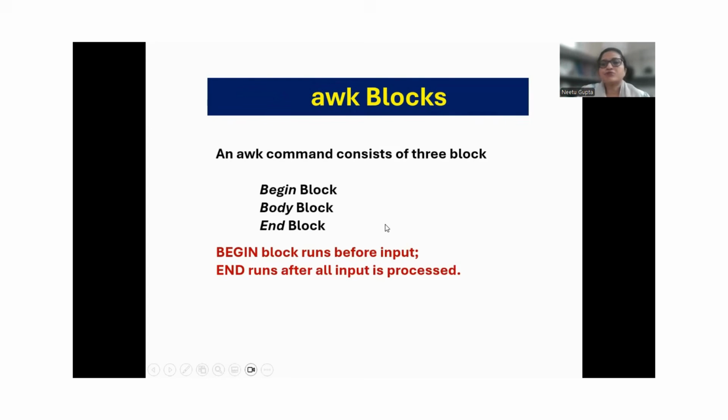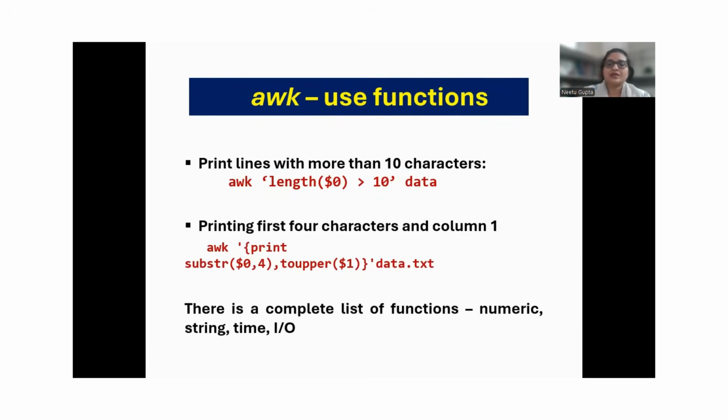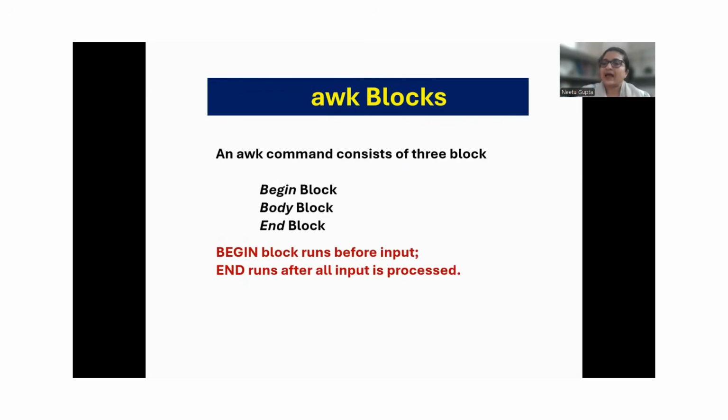Begin block runs before scanning the file, then the main block, the body block, runs on every line, and then the end block. In all the previous examples, I'm just specifying the body block and executing it on every line of the file. But actually awk contains three blocks. Begin is executed once before any input, meaning before reading anything from the file. Then the body block executes, then the end block executes once at the end. Let's see how these blocks are being used.